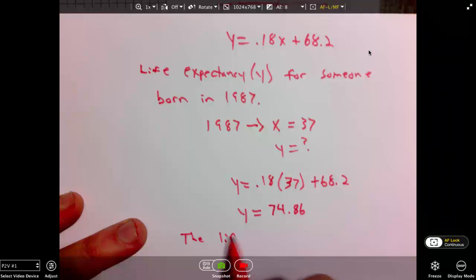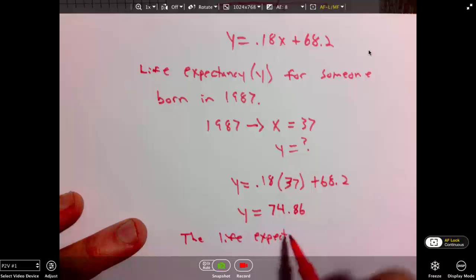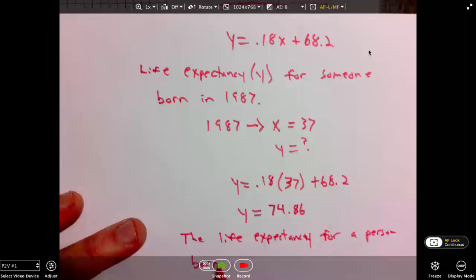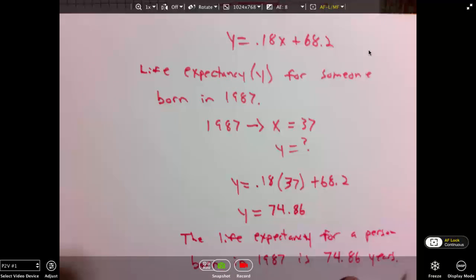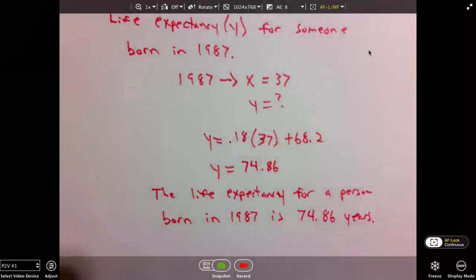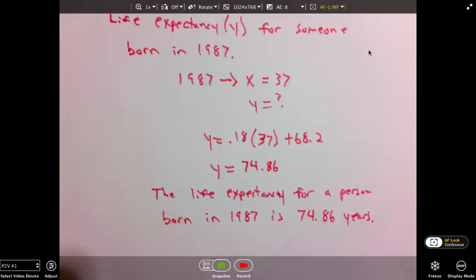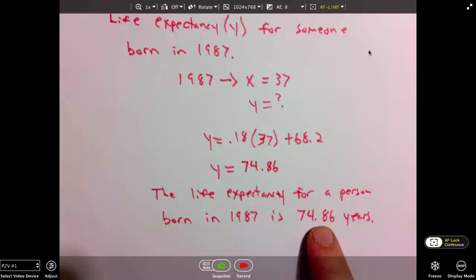The life expectancy for a person born in 1987 is 74.86 years. Okay, this is a predicted value. Obviously, we're not suggesting that everybody that was born in 1987 will fall over dead at 74.86 years. Some will be less and some will be more. This is our predicted, our average life expectancy.